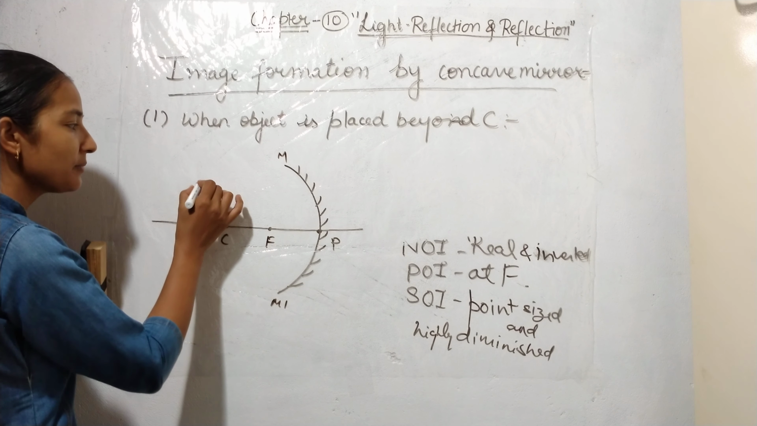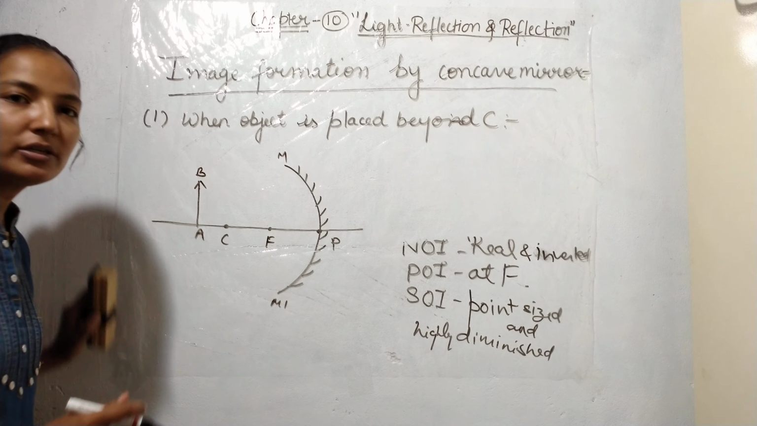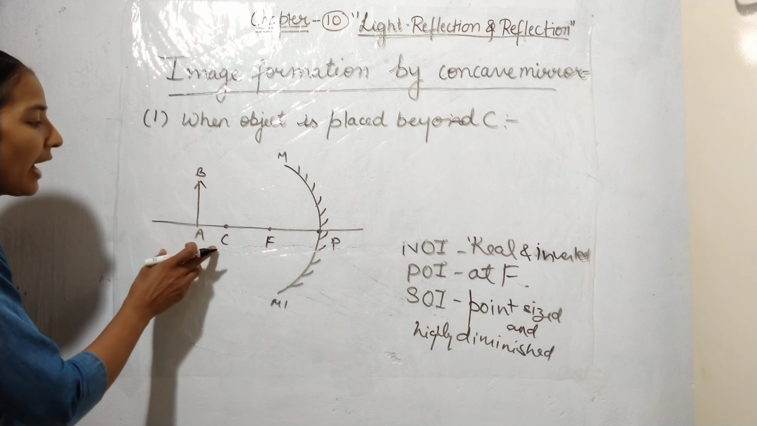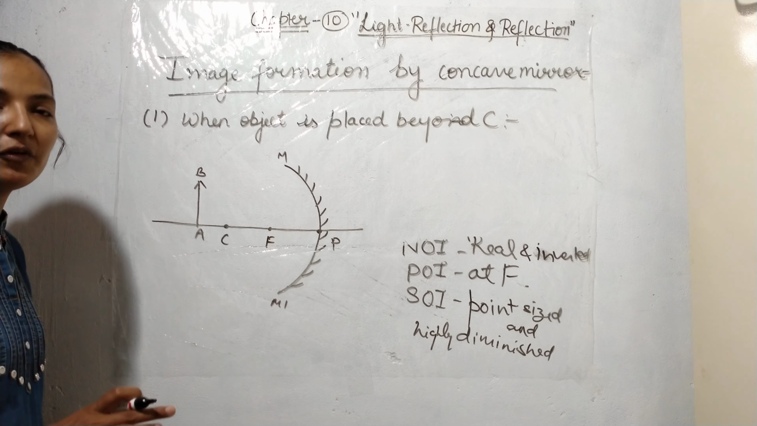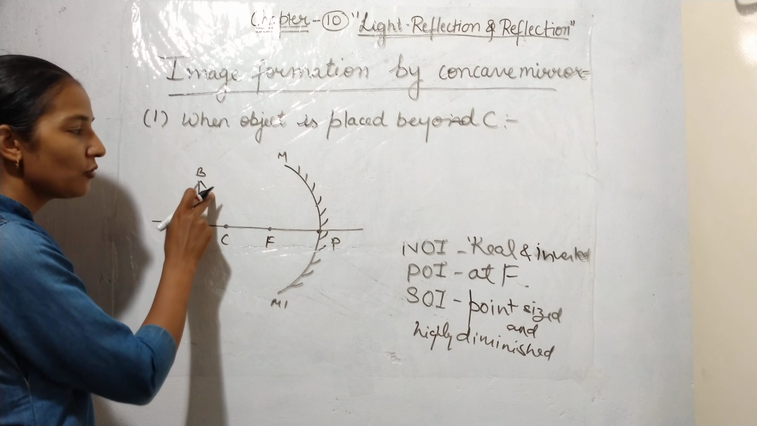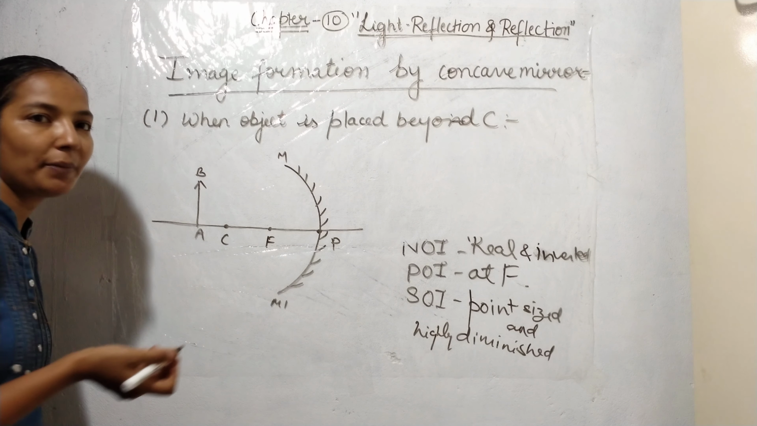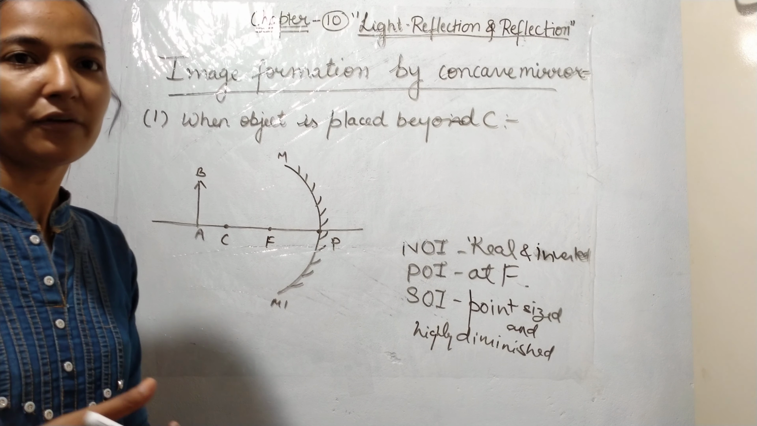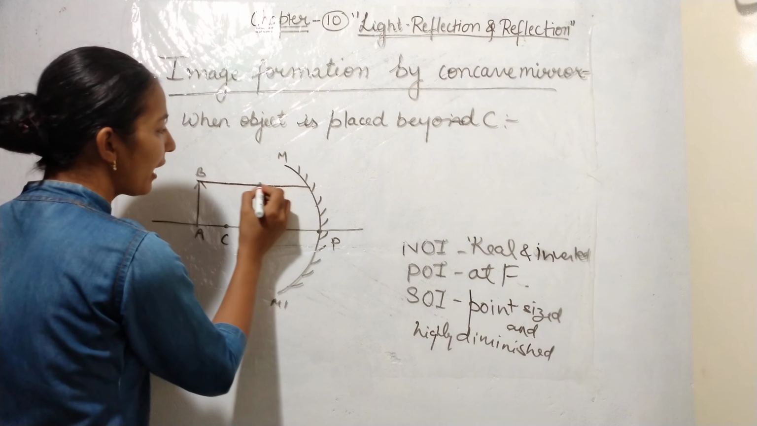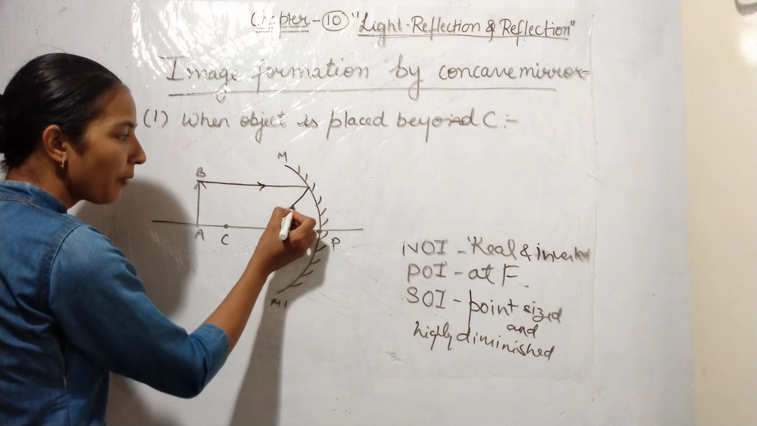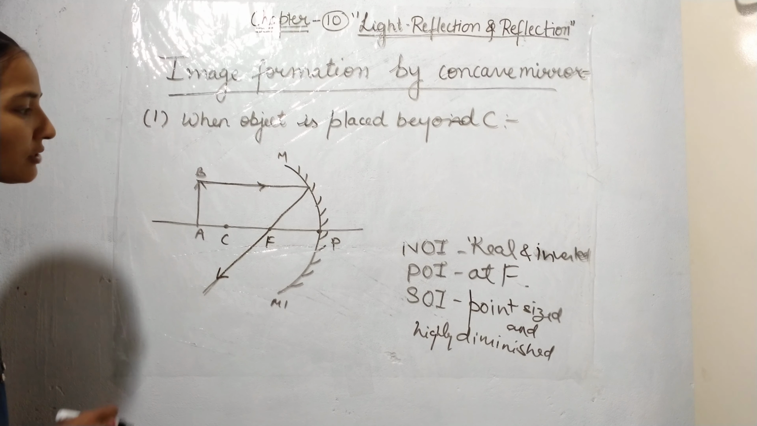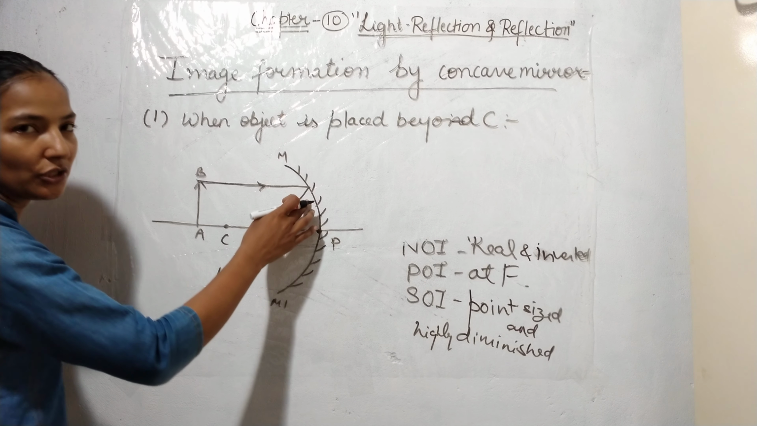Whenever the object is present beyond C, it means it is not present at infinity, but it is present at any place between infinity and center of curvature, but not at infinity. So suppose this is object AB. We have to apply any two rules from the four rules that we have studied for the formation of image. Any ray which is parallel to the principal axis will pass through the focus after reflection from the mirror.